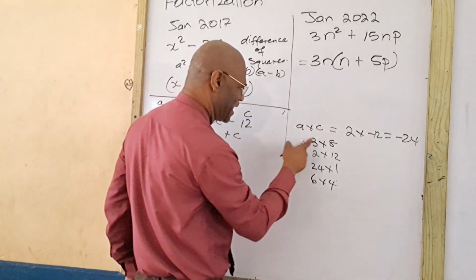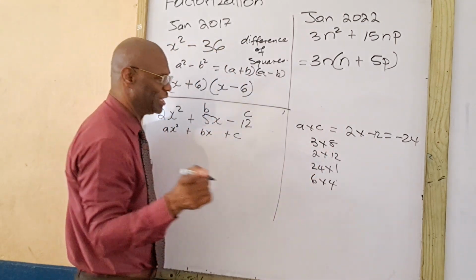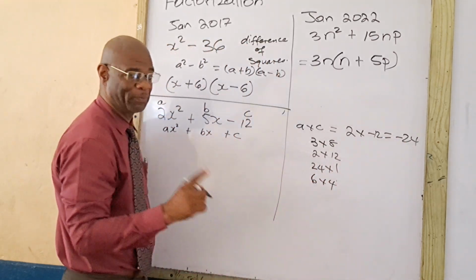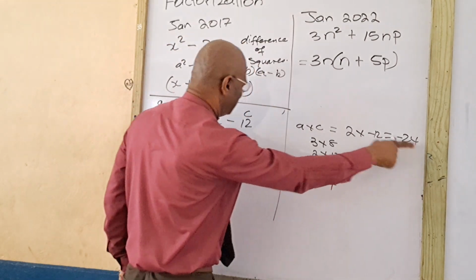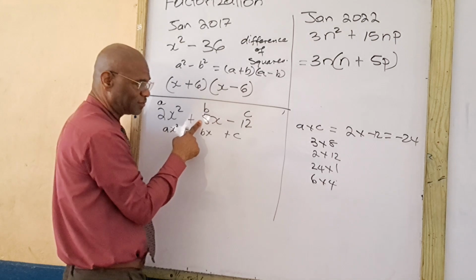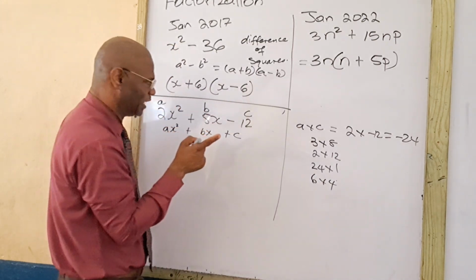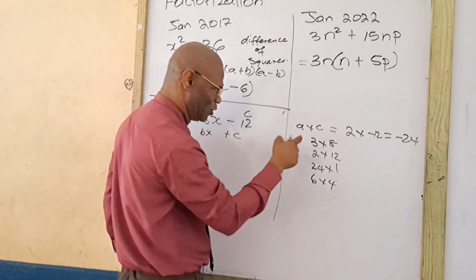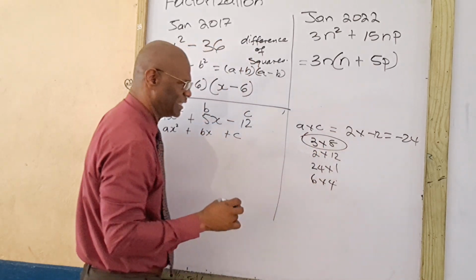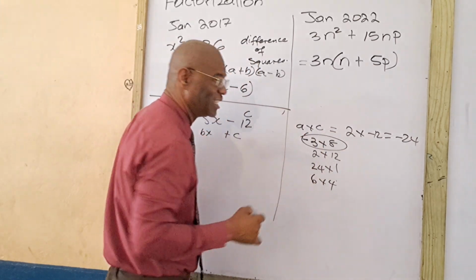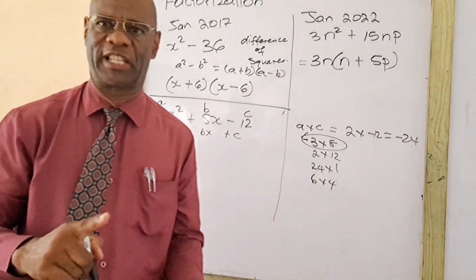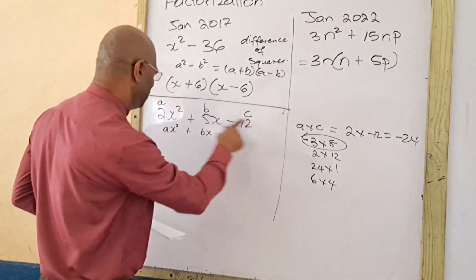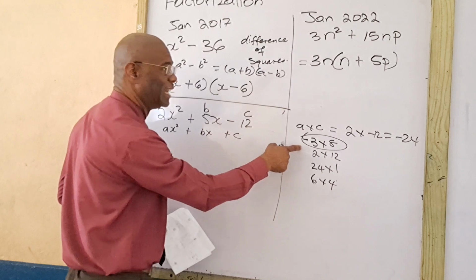We have 3 and 8, but notice that one of these numbers must be negative and one must be positive, because we need a negative result here, and when we add them, we should get a positive 5. So let's use this one. In this case, the 3 must be negative, because when we add them, we must get a positive 5. So we're going to replace 5x with negative 3 and 8.